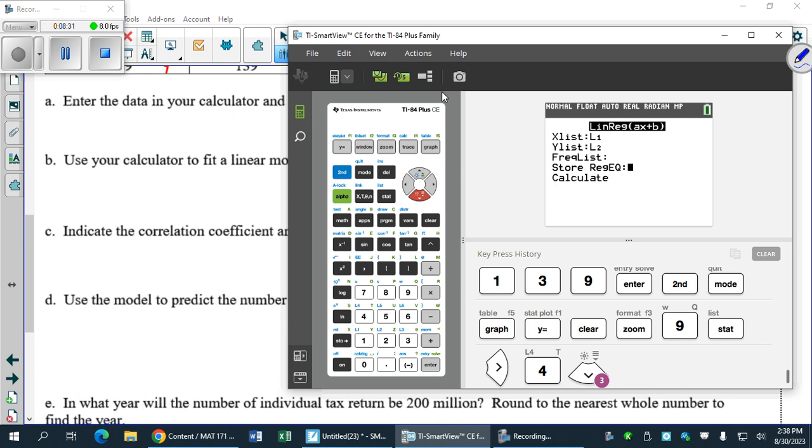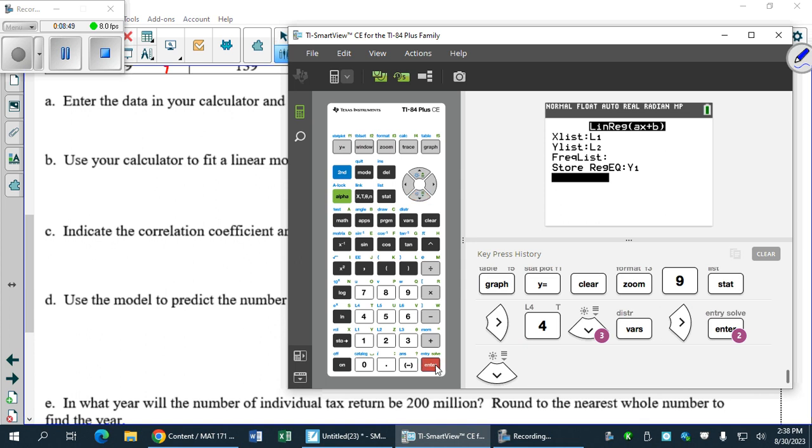Everybody now does VARs. Maybe you had to scroll down or arrow down to store regression equation, or you're now hitting VARs. Everybody's doing this together now. VARs, arrow over to Y bars, enter, enter, and then if your calculator screen doesn't look like mine, you hit enter again. If it looks like mine, you have to arrow down and hit calculate. Okay, so that is our regression equation.